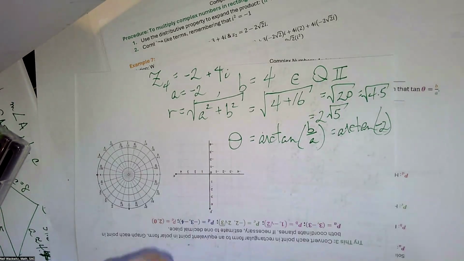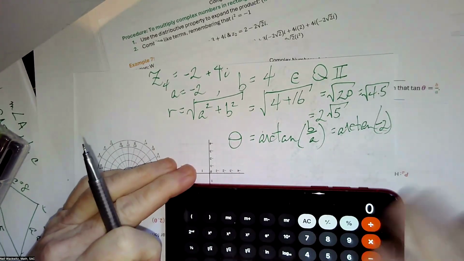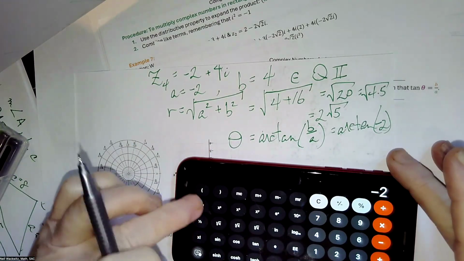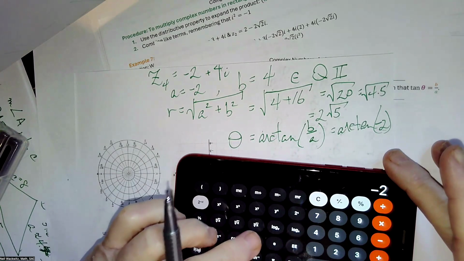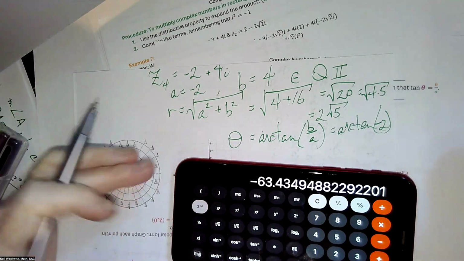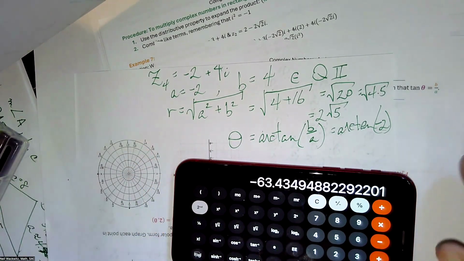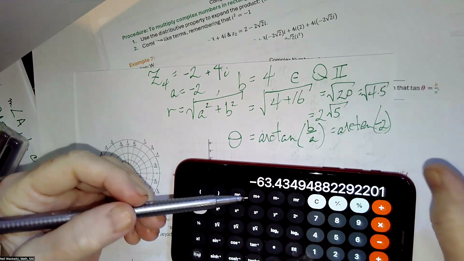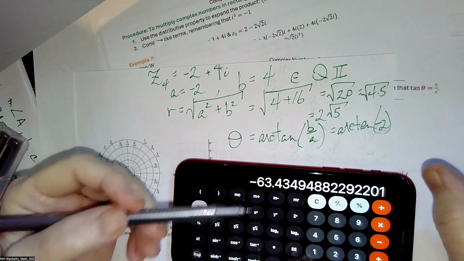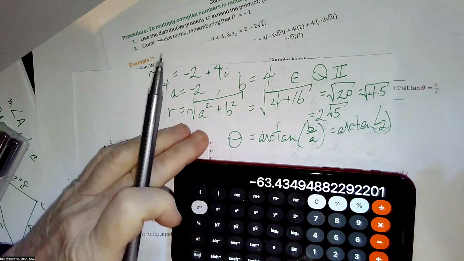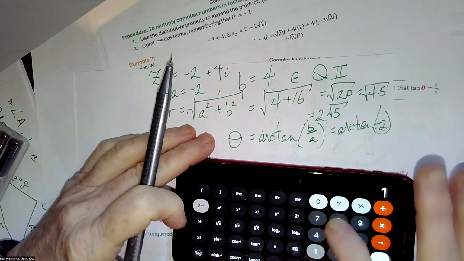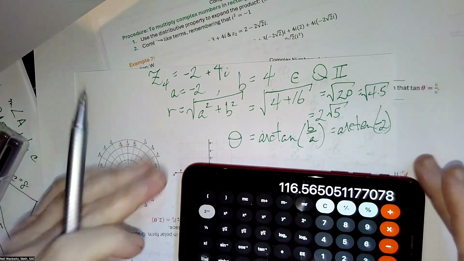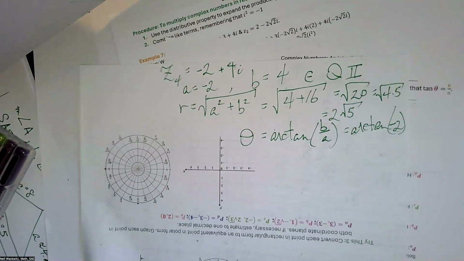So if we have -2, and I'm finding the inverse tangent, I get -63.4. This is in quadrant 4. So if I add 180 to that, I get 116.6. That'll be the angle in quadrant 2.